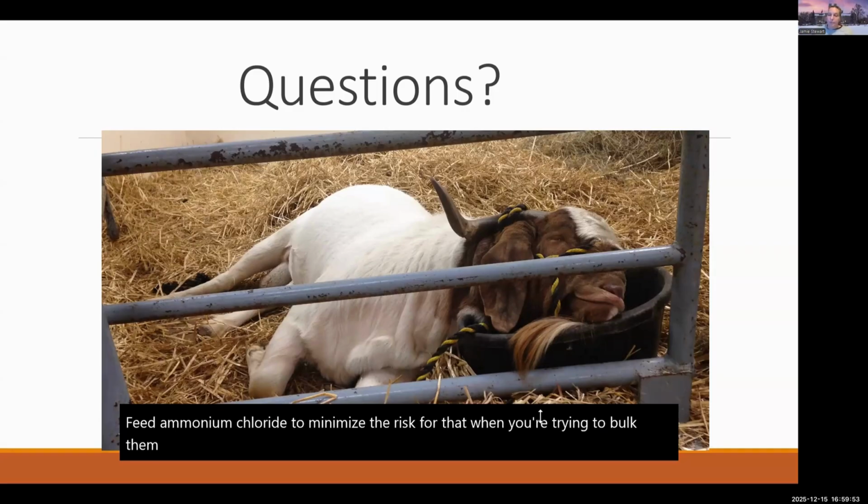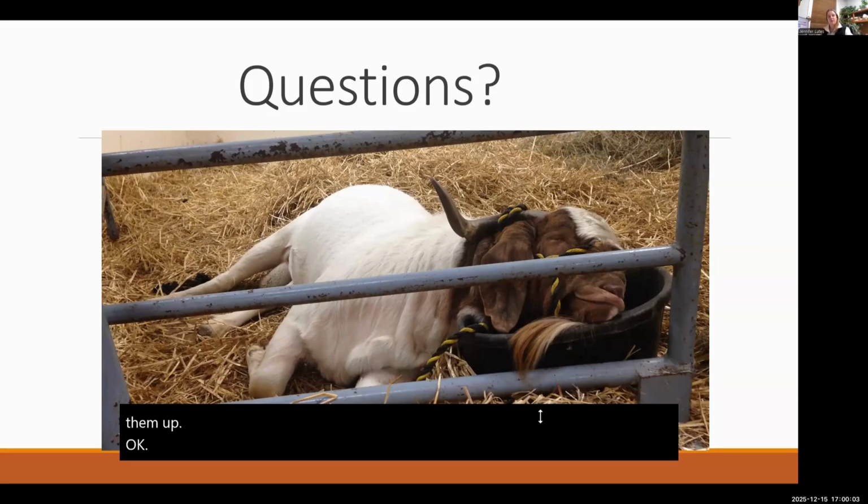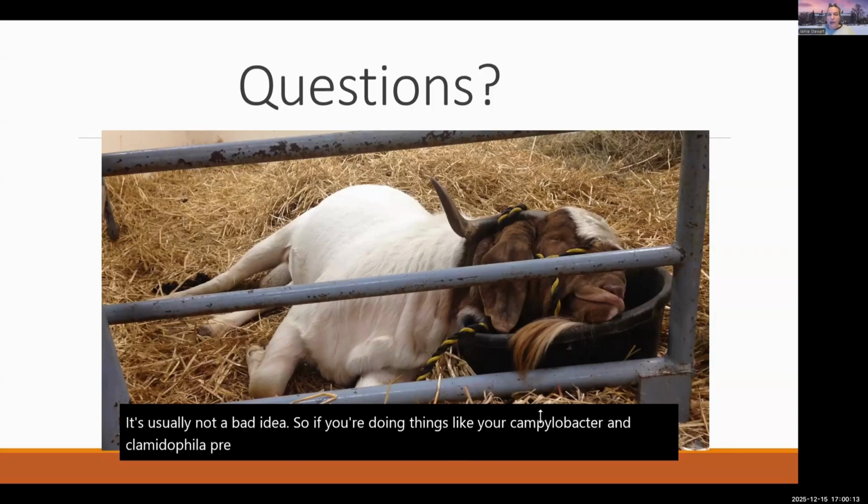Gotcha. And then there were some vaccination questions about sexually transmitted diseases. If we're vaccinating females, should we also be vaccinating the males on the farm? That's usually not a bad idea. So if you're doing things like your Campylobacter and Chlamydophila pre-breeding vaccines, your males absolutely you do want to do CDT with them every year just to make sure that they're covered.